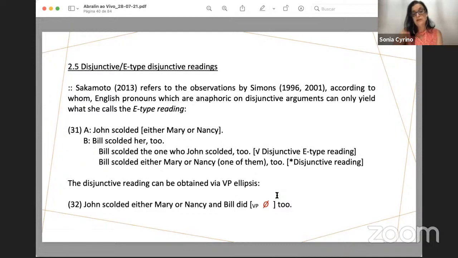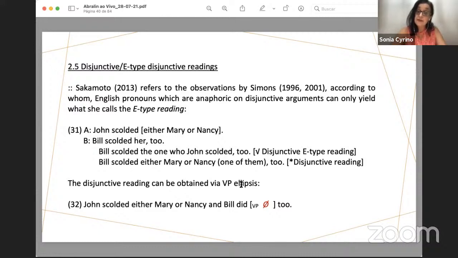This comes from an observation by Sakamoto, who refers to an observation by Simons, according to whom English pronouns, which are anaphoric on disjunctive arguments, can only yield what she calls the E-type reading. If you want a disjunctive reading, you have to use VP ellipsis. So in English, "John scolded either Mary or Nancy. Bill scolded her too" means Bill scolded the one who John scolded too. This is the disjunctive E-type reading. But if you have "Bill scolded one of them too," then you don't have the disjunctive reading for this "her" here.